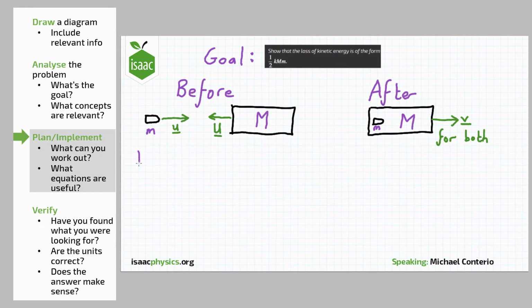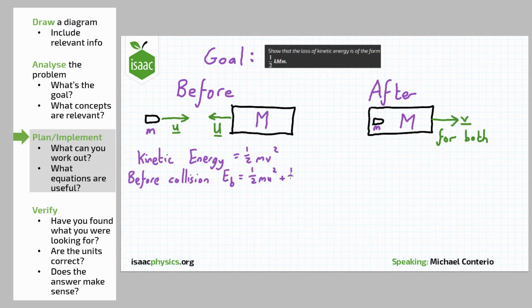We know that the kinetic energy of an object is given by half mv squared, so we can use this to look at the kinetic energy before and after the collision. Before the collision, the kinetic energy EB is equal to half little m little u squared plus a half capital M capital U squared. After the collision, the kinetic energy EA is equal to half multiplied by the sum of the two masses multiplied by v squared. We also know that momentum is conserved.